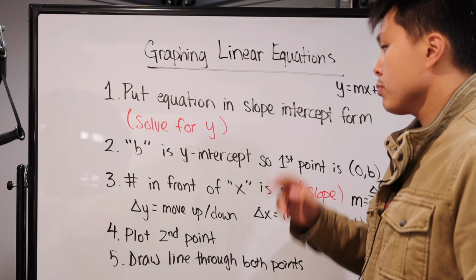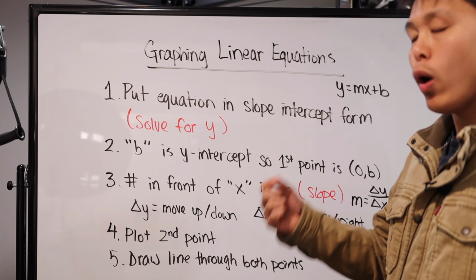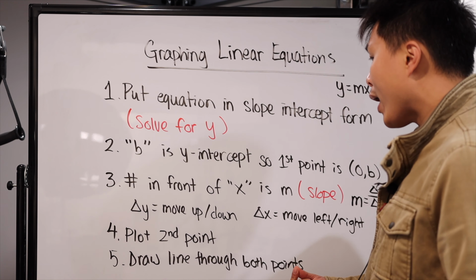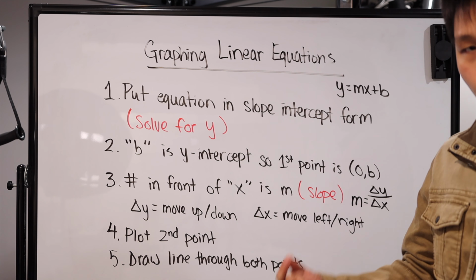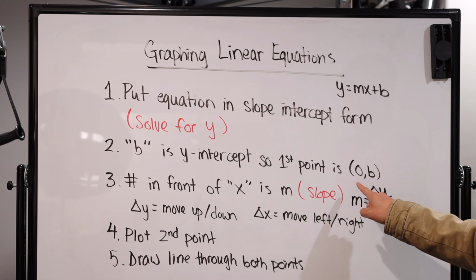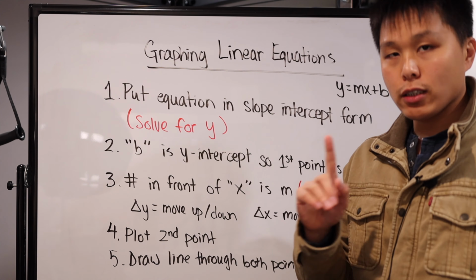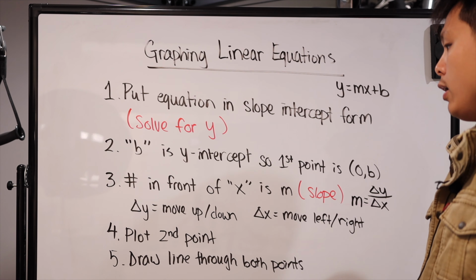That's the first step. The second step is to understand what b is. B is an intercept, more importantly, the y-intercept. So that means you have one of the points already, and that's going to be (0, b), whatever b is. Okay, now that's going to be important in the next few steps, right?